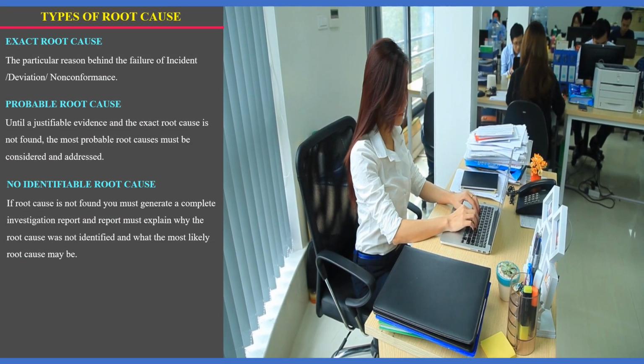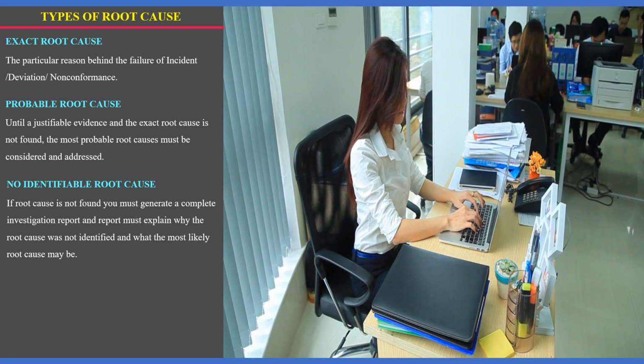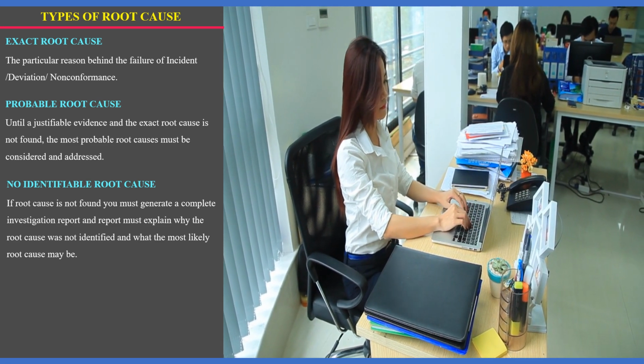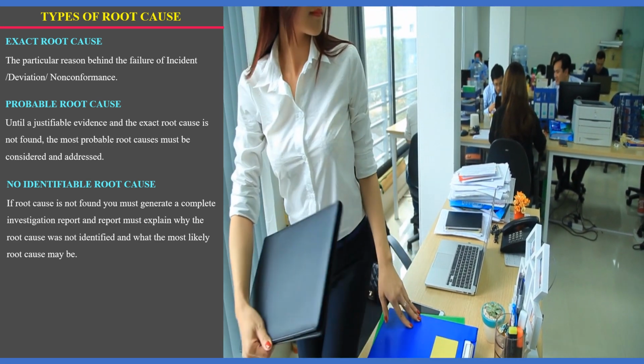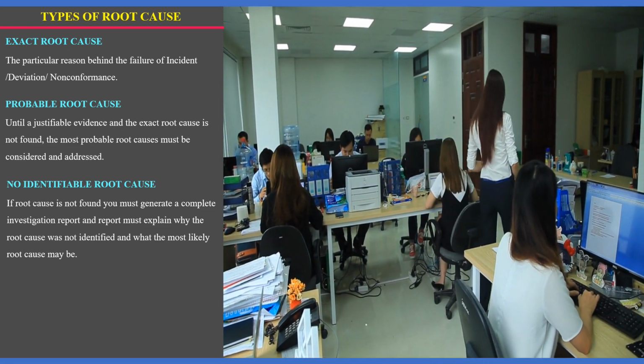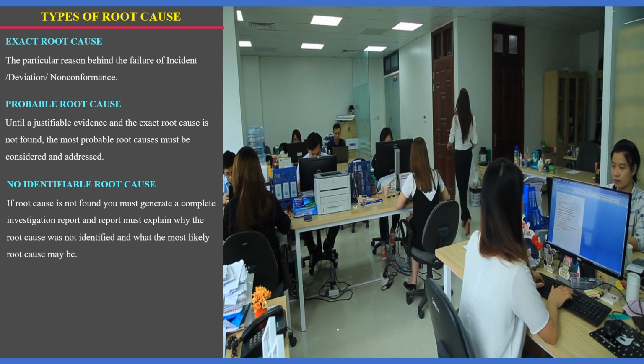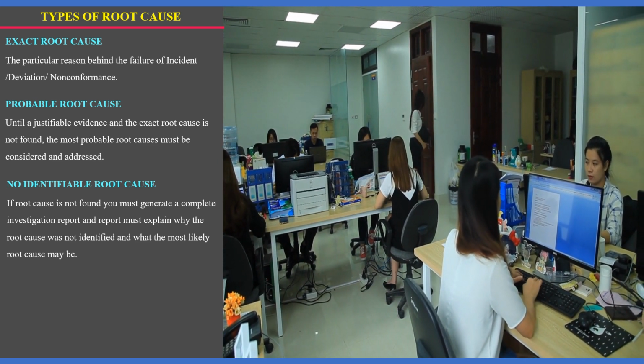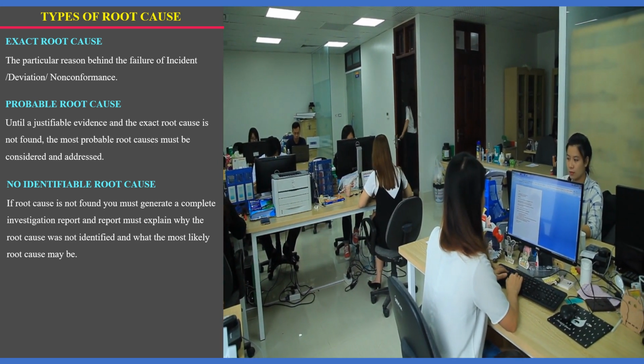So what are the types of root causes? There are three types. The exact root cause, which is the particular reason behind the failure of an incident, deviation or a non-conformance. The second type is the probable root cause, which is when, until justifiable evidence of the exact root cause is found, the most probable root cause must be considered and addressed.